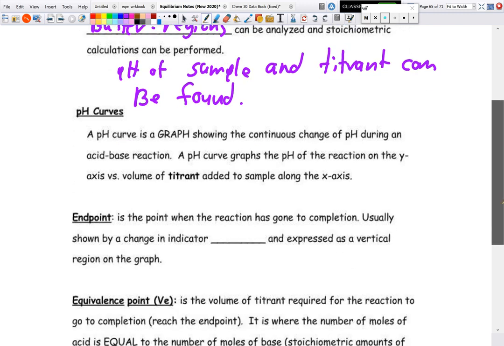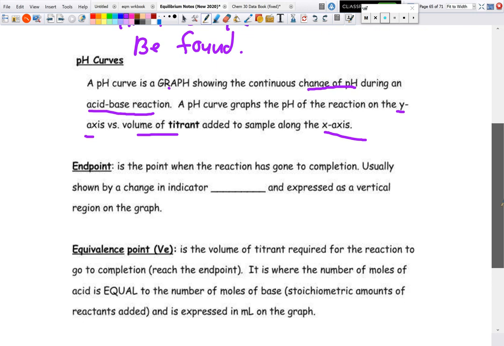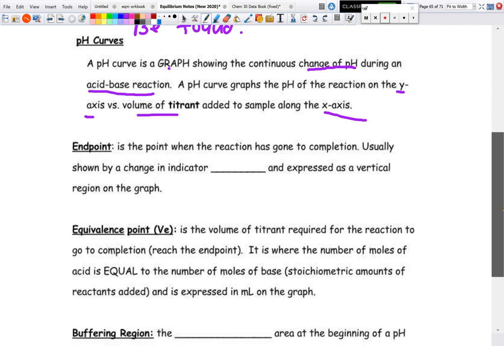Now, these are called pH curves. No reason other than the graph's going to curve, but it is just a graph showing the continuous change in pH during an acid-base reaction. For these, the pH is going to be on the y-axis and the volume of titrant added is going to be on the x-axis. Now for us, we're going to tell when an endpoint is going to happen. This is going to be the endpoint of the reaction when it's gone to completion. Usually it's by a color. Normally we do recognize these by changing color.